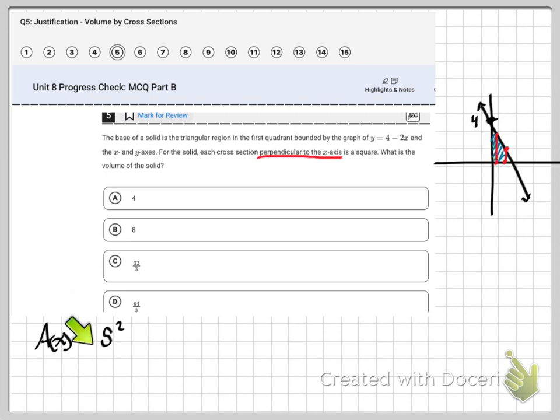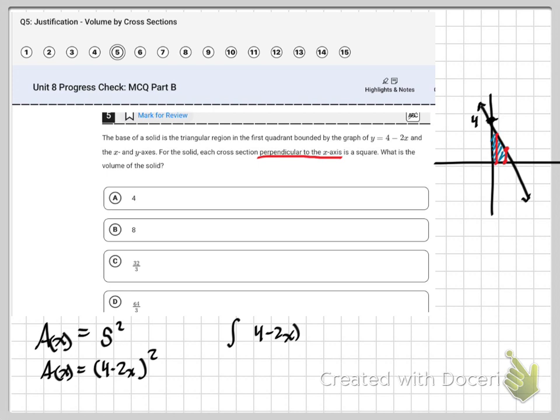Now the problem with this is that the area is not written in terms of x yet. We have to define s, which is a side, in terms of x. Now these lines right here, their length is determined by the y value at the point at the end. And that y value is found by taking 4 and subtracting 2x. All right, so there's our side. So instead of writing s squared, we're going to write (4 minus 2x) squared. Now we have an area function for our cross sections.